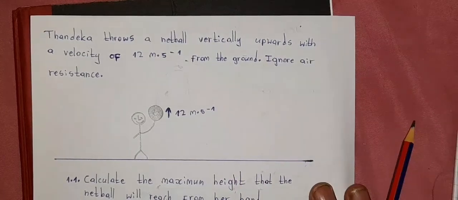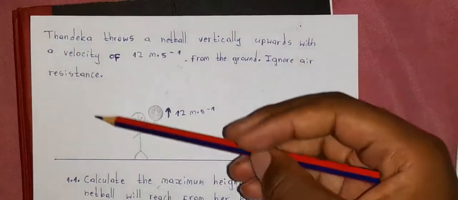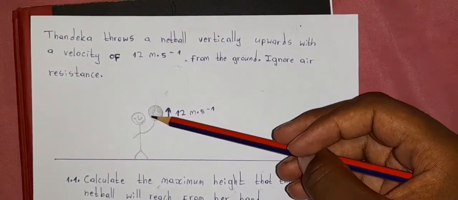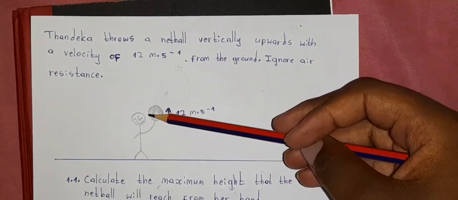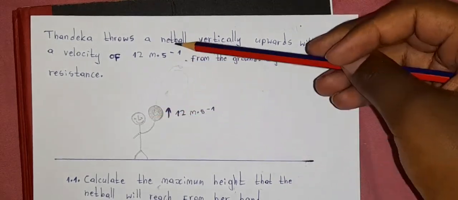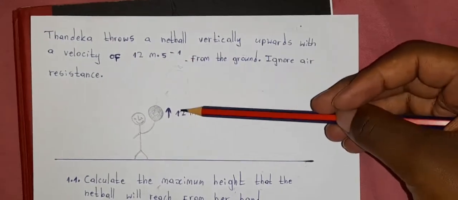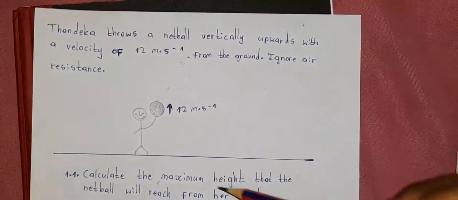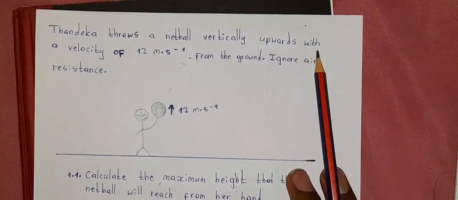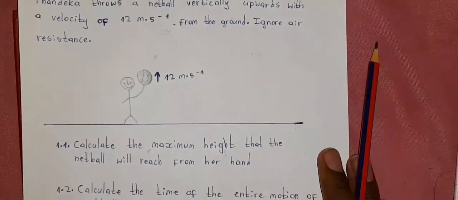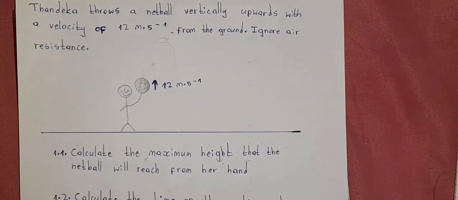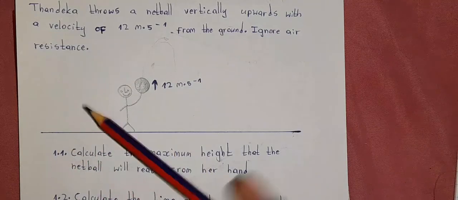What again can we see here? We can see that the time that goes from where she throws it to the maximum height is the same time from maximum height to where she will catch it on its way back. The first question says calculate the maximum height that the netball will reach from her hand.